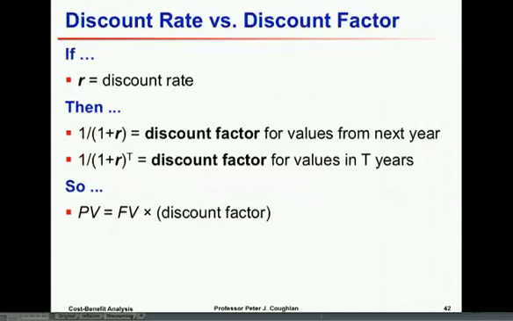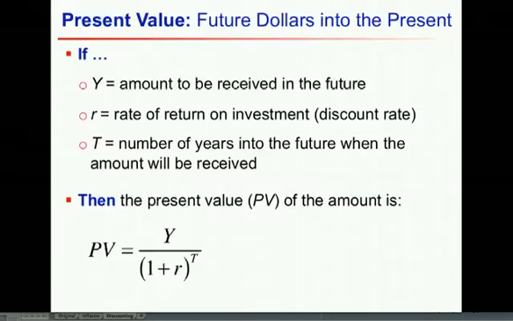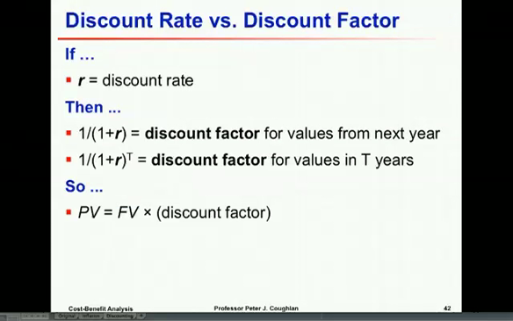Now, just some vocabulary. Notice that we are multiplying the present value. We divide it by 1 plus r to the t, which is the same as multiplying it by 1 over 1 plus r to the t. And so that's this notion of the discount factor. If r is the discount rate, then 1 over 1 plus r is the discount factor for values from next year. And 1 over 1 plus r to the t is the discount factor for values in t years. So present value is equal to future value times the discount factor. And the discount factor will always be less than 1.